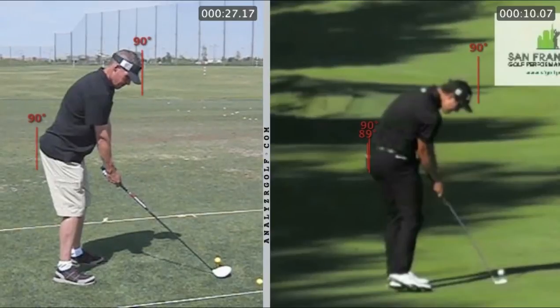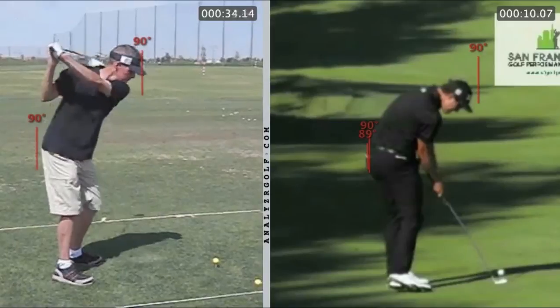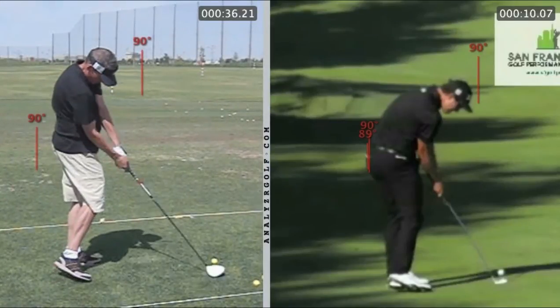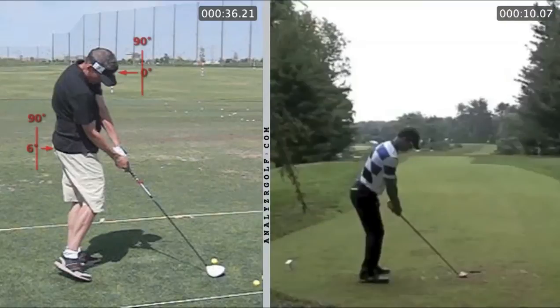Now here's my student, and again the camera is not on a tripod, but you'll clearly be able to see that as he approaches impact, his lower body has moved towards the golf ball and his upper body has moved away. This is an indication that he's doing more of a spine extension, and that takes away all the room for his arms to do the proper movement. So this gentleman struggles a little bit with his release.